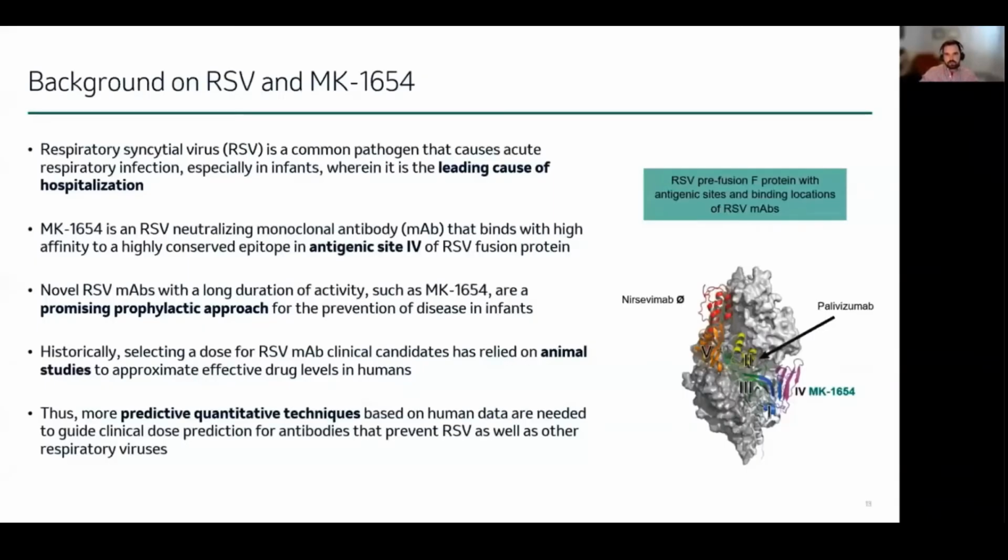So just briefly, I've mentioned MK1654. It's a neutralizing antibody that binds to a very conserved epitope on the RSV fusion protein, antigenic site 4. And there's huge opportunity for half-life extended antibodies like MK1654 in terms of preventing RSV disease in infants. And as I mentioned before, historically dose selection for the clinic has been based on animal studies to approximate what concentrations may be therapeutic, but here we're going to guide dose selection using model-based meta-analysis.